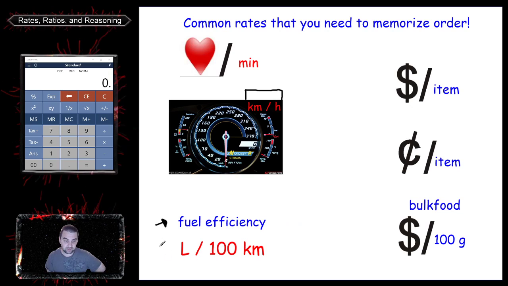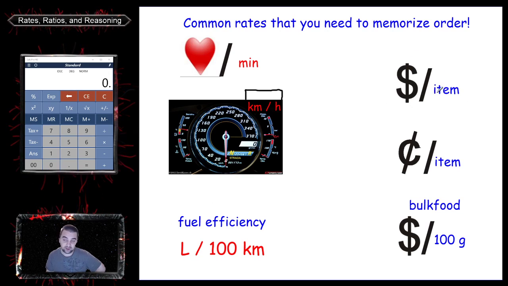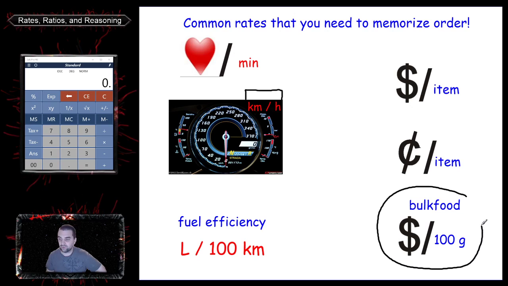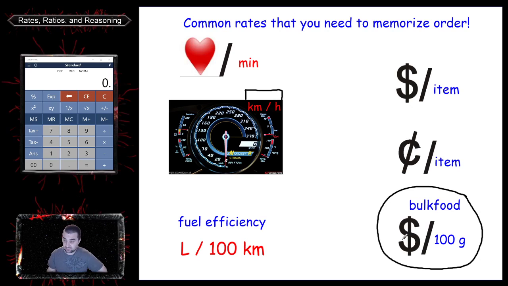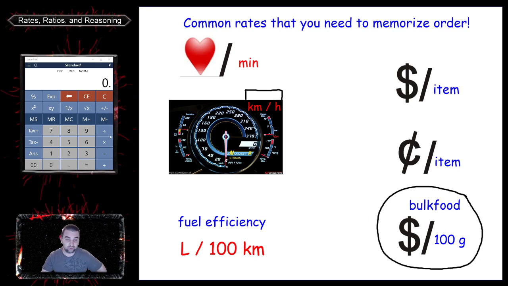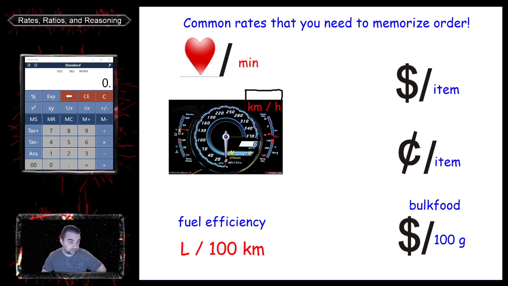Okay, it's all the same thing. They're all just rates. And here we have dollars per item. We've already looked at a few of those. Cents per item, and bulk food. This is the one that we've been using most frequently because it's very valuable to know this stuff. Bulk food is dollars per 100 grams or dollars per 100 milliliters, that sort of thing. Okay, I think we're actually just about done.